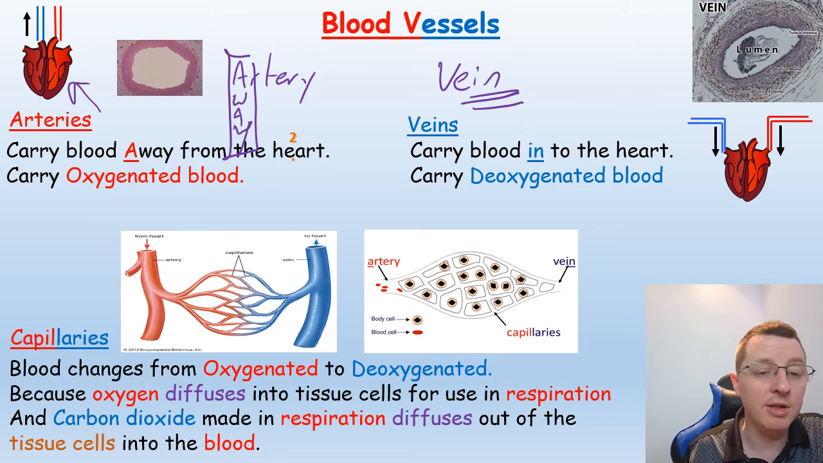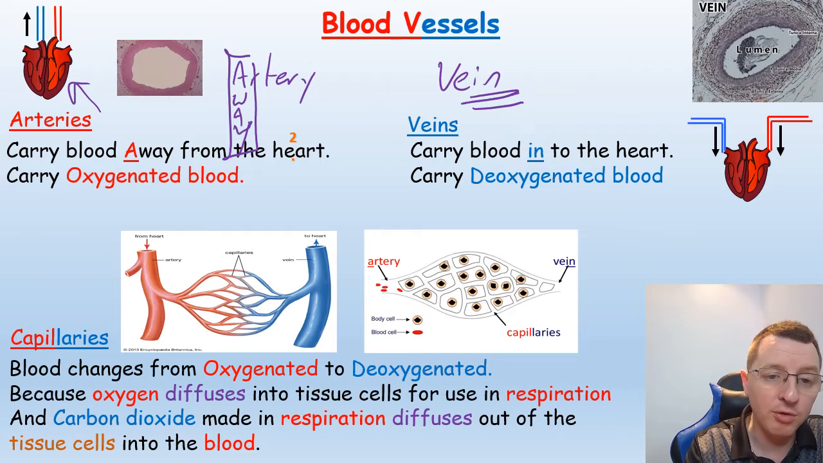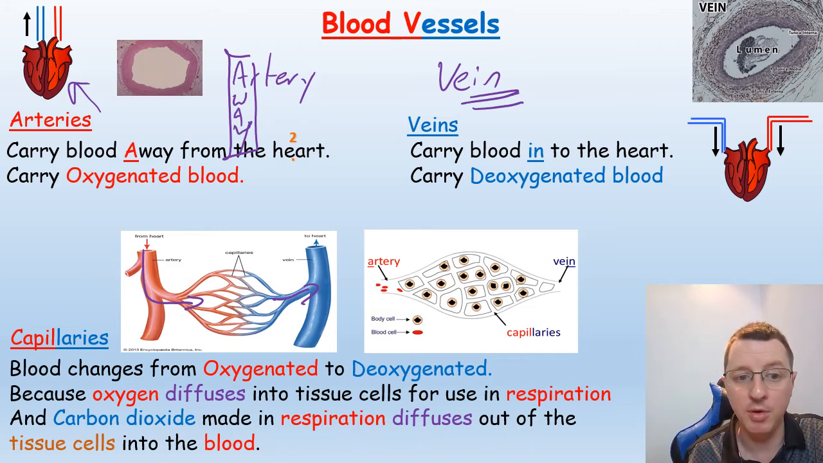The capillaries are arguably the most important blood vessels in your body, because it's in the capillaries, as the blood flows from the artery to the veins through the tissues of the body, that blood will change from oxygenated to deoxygenated. And this is because the oxygen diffuses into the tissue cells for use in respiration. And carbon dioxide, which is made in respiration, will diffuse out of the tissue cells and into the blood plasma to be carried back to the lungs so it can be excreted.